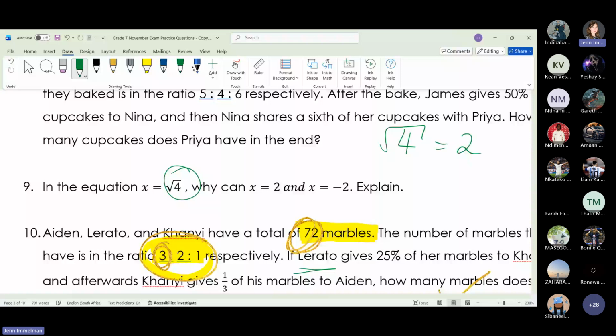Because I know that 2 times 2 is equal to 4. After doing integers, which is negative numbers, if I multiply 2 negatives, it gives me a positive.